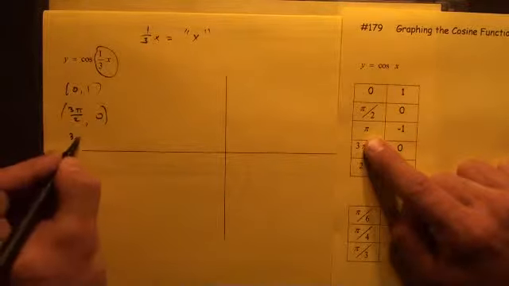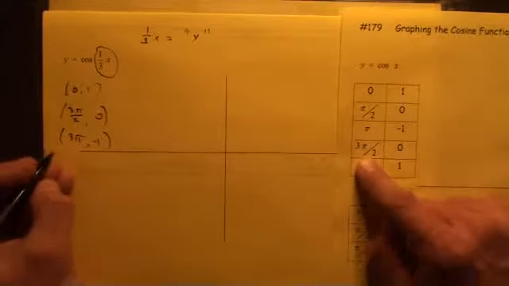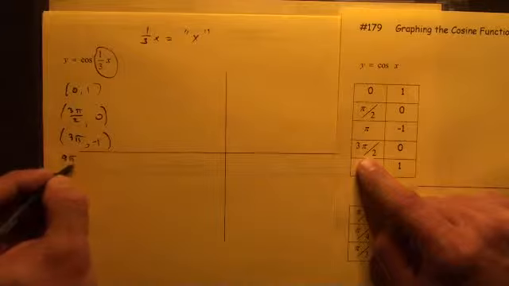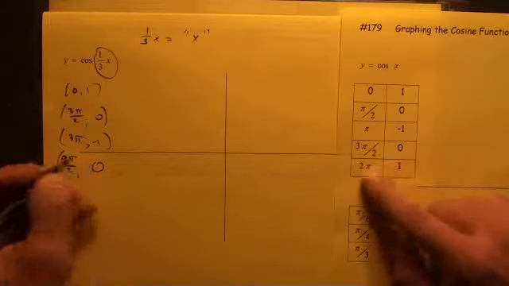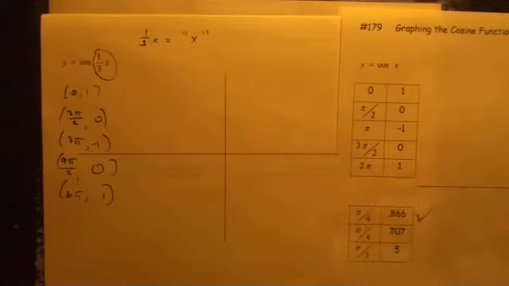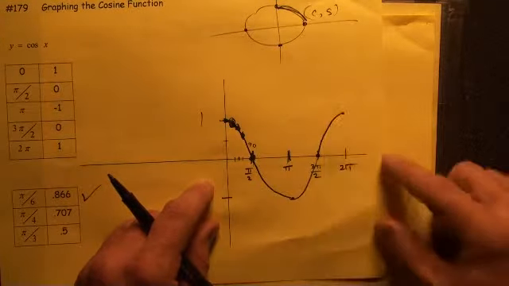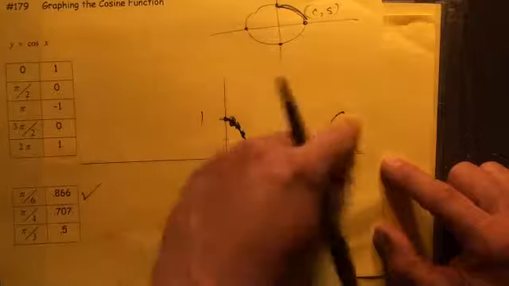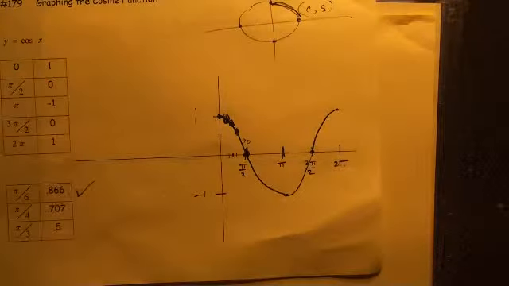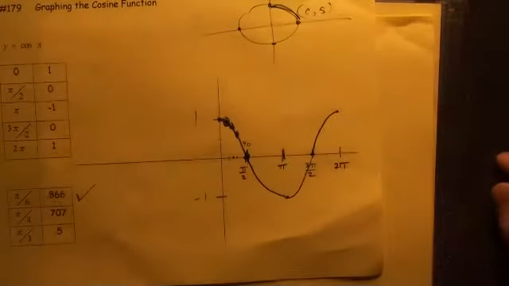This is going to be 3 pi, comma negative 1. What's this one? 9 pi over 2, comma 0, and 6 pi, comma 1. So what would end up happening is the 1/3 would then take the cosine cycle and stretch it out, when the 2 in front of it squeezes it in.